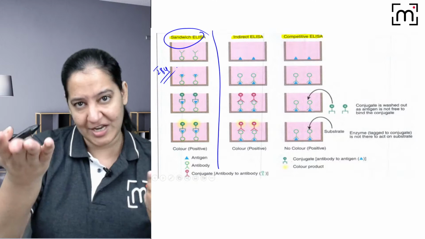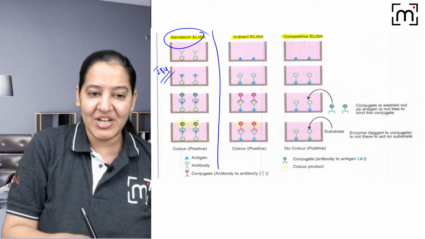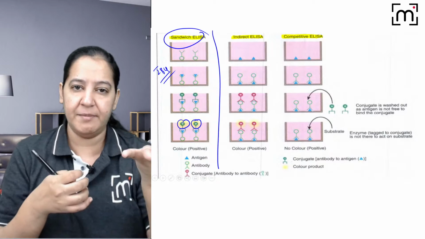Now in the end, color changes there, no? So we can see the color change with the naked eye. We don't require any microscope. The color change will be seen from red to blue and like that.